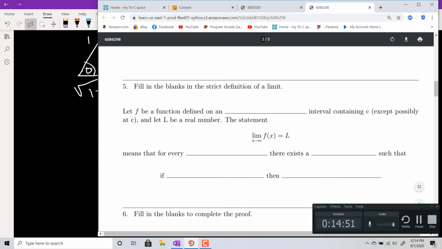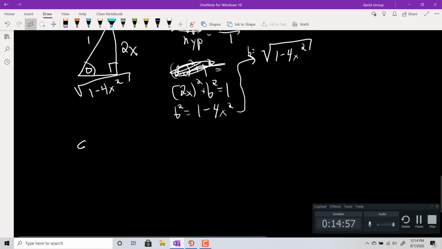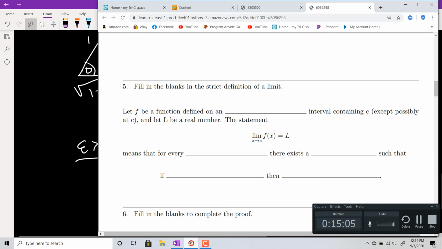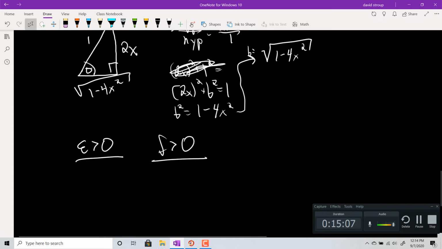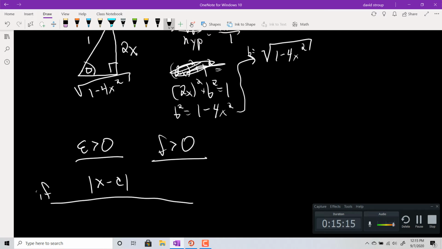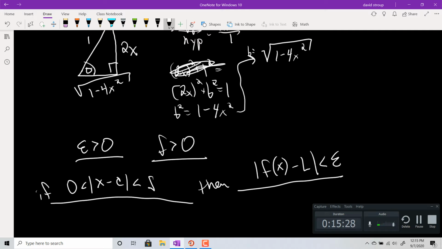Then the statement means that for every, and then we have to fill in these blanks, for every epsilon greater than 0, there exists a delta greater than 0. So those would be those first two blanks. There exists a delta greater than 0 such that if, and that first blank will be the statement about x minus c. If the distance between x and c is greater than 0 but less than this delta we picked, then we need to have f of x minus L be within epsilon of each other.